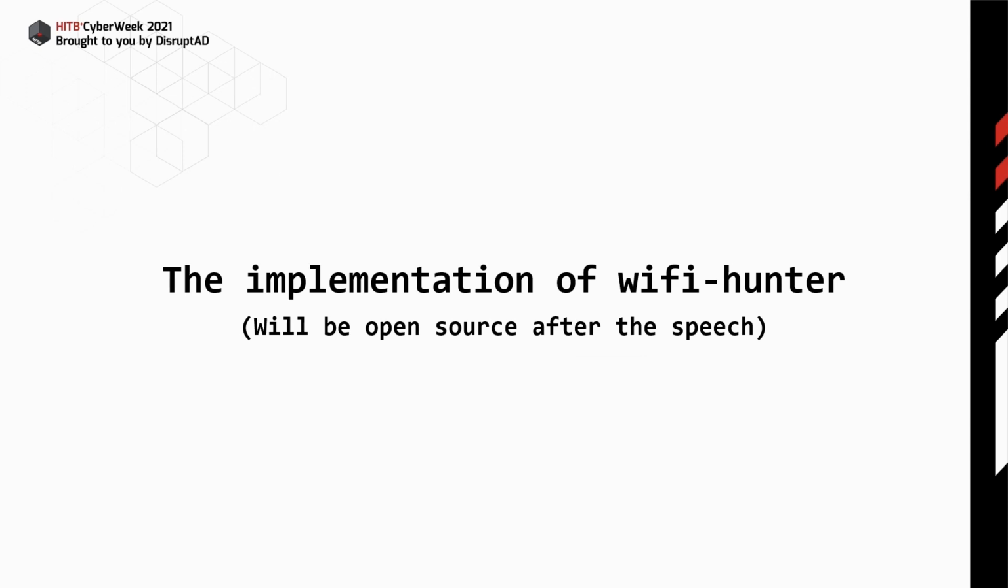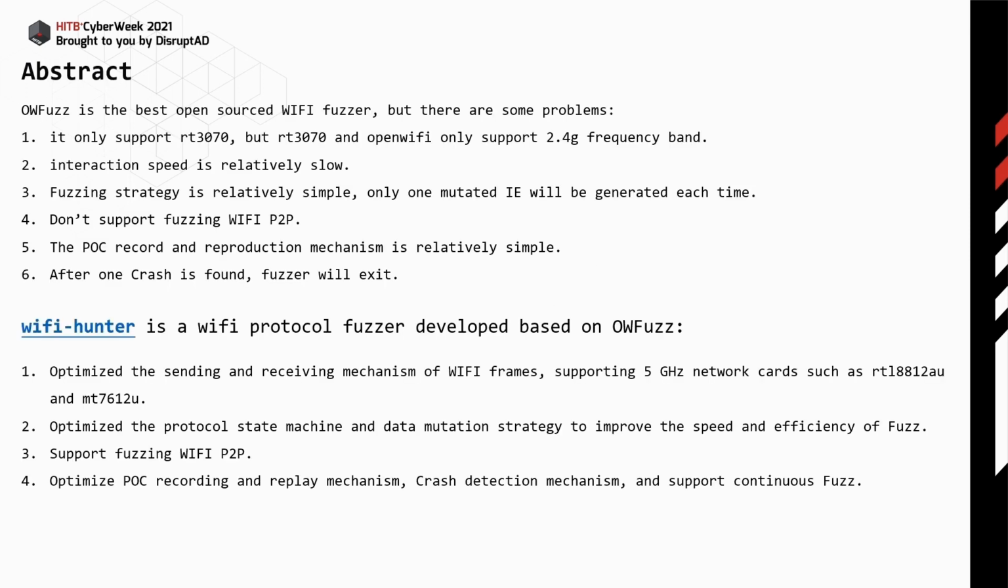Next, I will introduce the implementation of wifi-hunter. Wifi-hunter is a Wi-Fi protocol fuzzer implemented based on the OW fuzzer with some optimizations. OW fuzzer is the best open source Wi-Fi fuzzer, but there are some limits. First, I tested many network cards, including RT5370, AR9271, 8812AU, and so on, but only RT3070 can work successfully. But it will also lose some packets.